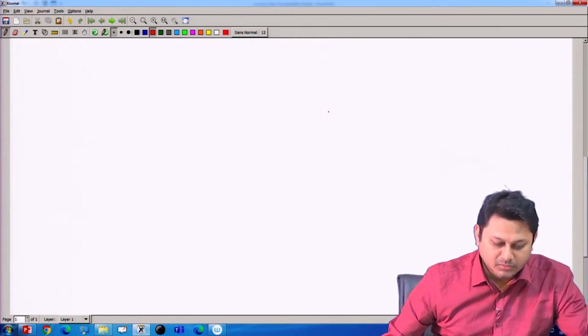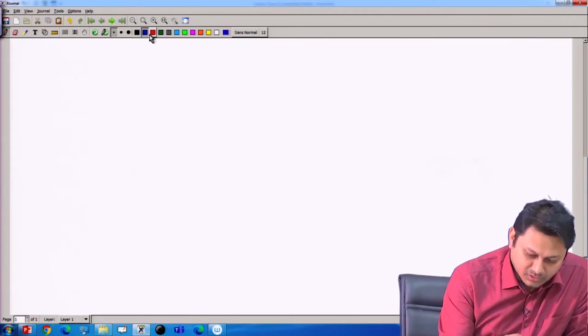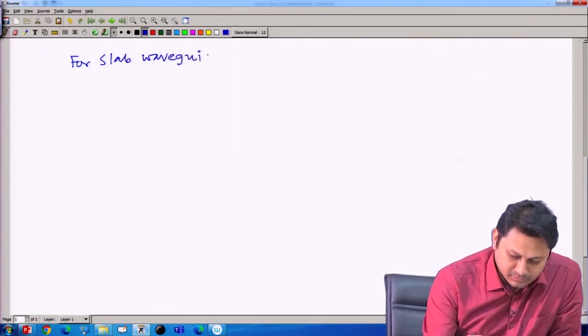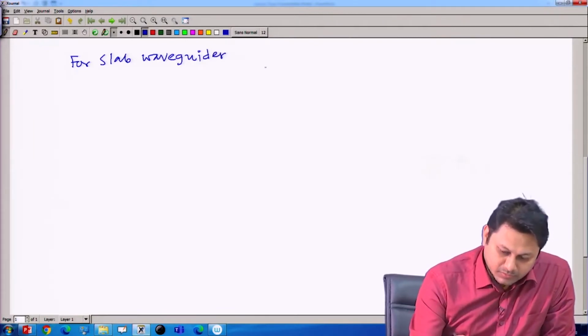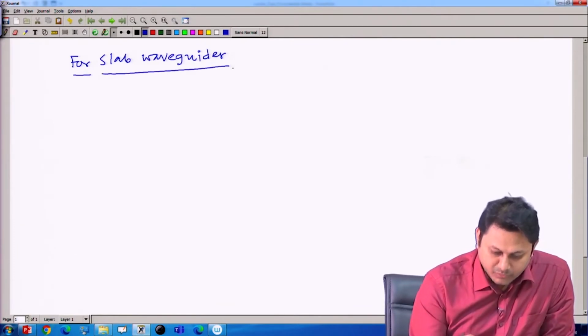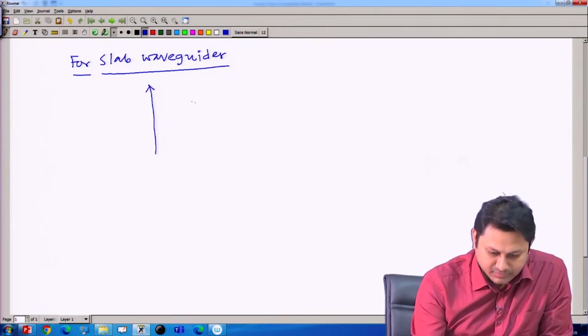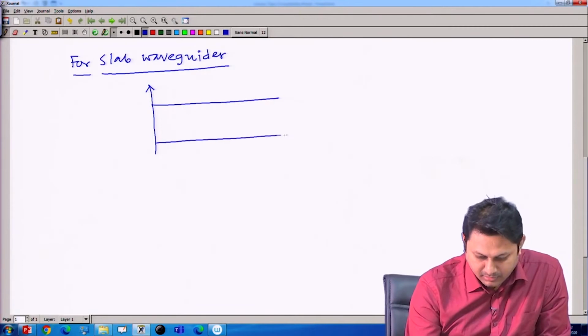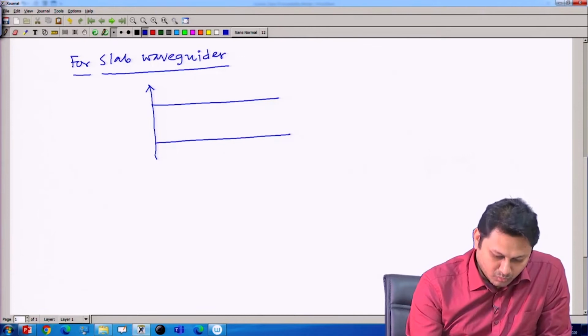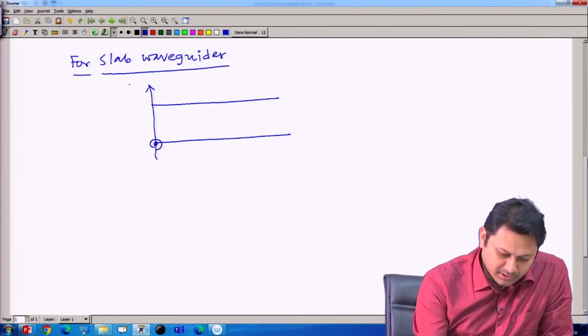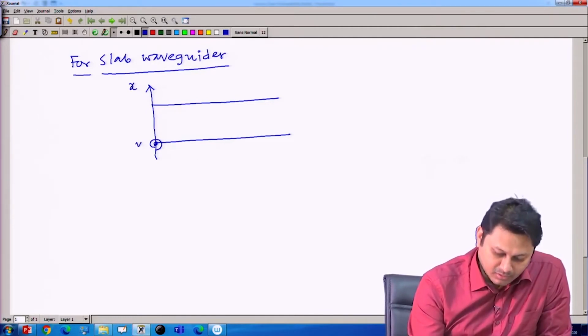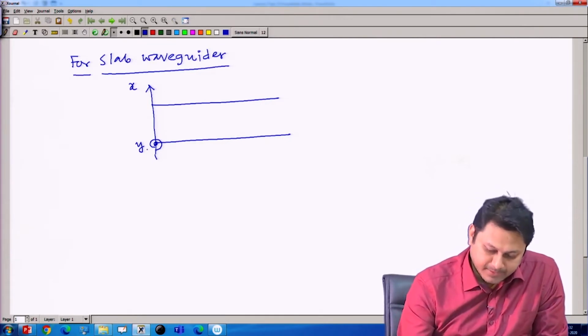Now, I can go forward with the slab waveguide, or planar waveguide, whatever. Let us try to understand how the TE and TM modes are vectorially represented. So, this is the slab waveguide. If I make a cross section, it will be this. This is my x axis, so the refractive index is varying along the x axis, the y axis is perpendicular to the plane, and this is my z axis, and the slab is sitting somewhere here.